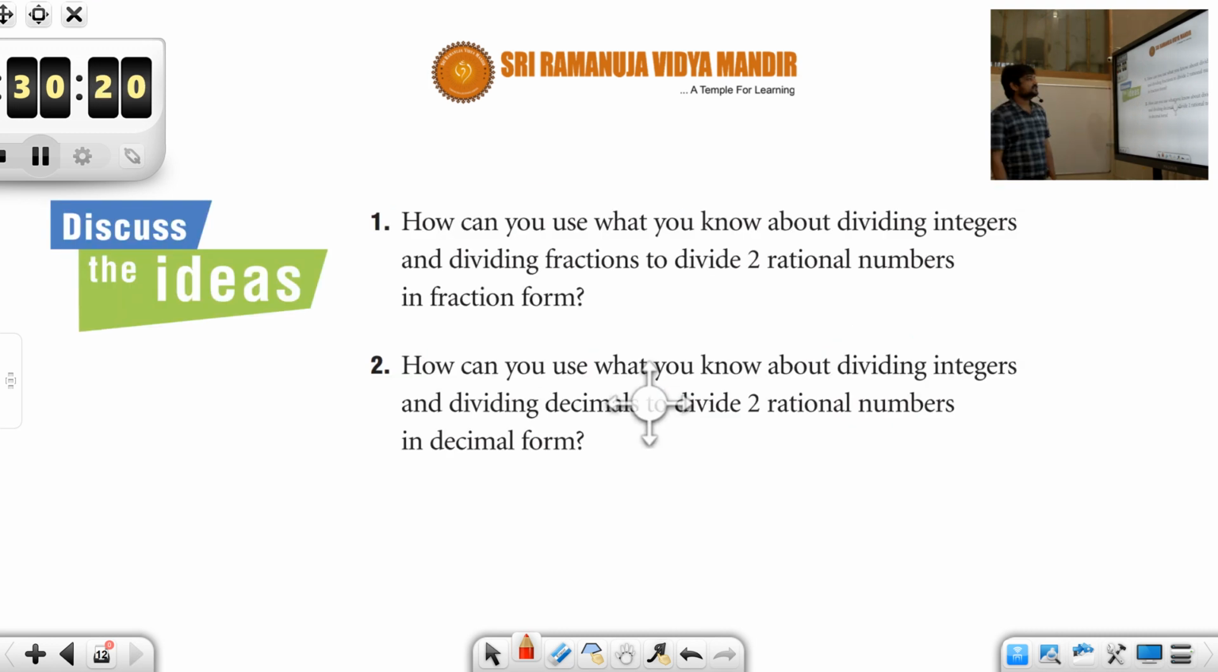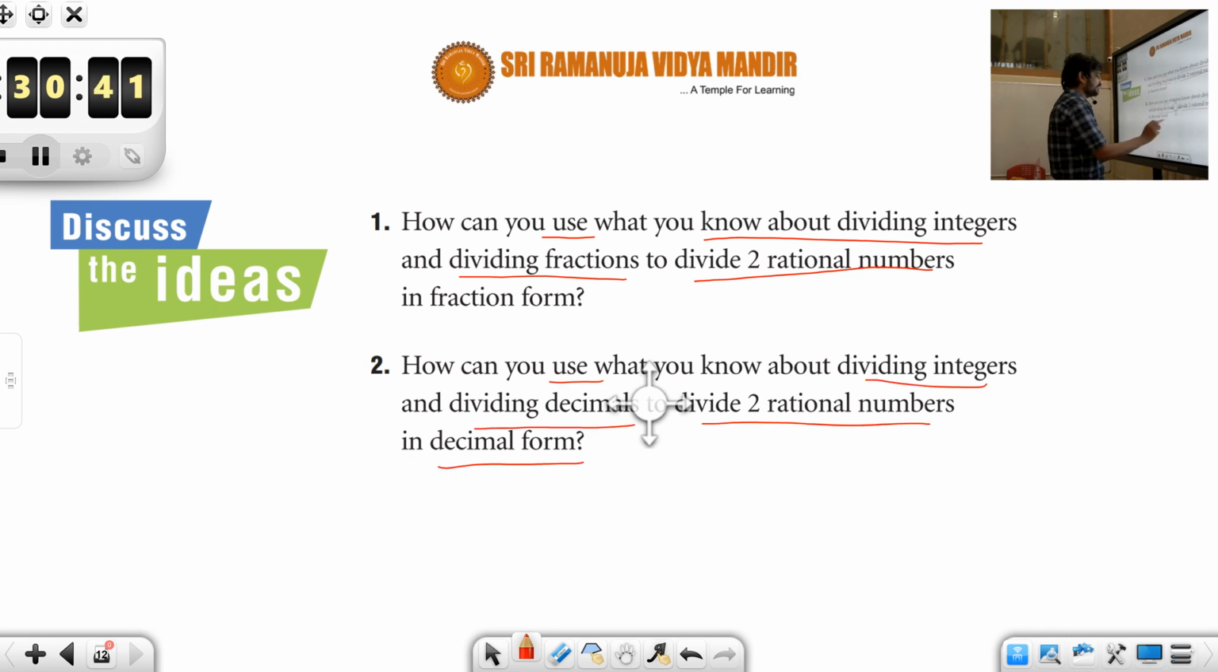Okay, students. So with this, let's wind up our today's lecture. Just think on these ideas. How can you use what you know about dividing integers and dividing fractions to divide two rational numbers in fraction form? That is what we have used. Again, think on the same idea: how can you use what you know about dividing integers and dividing decimals to divide two rational numbers in decimal form? So these are the two things we have discussed in today's lecture. So again, rethink on these ideas.